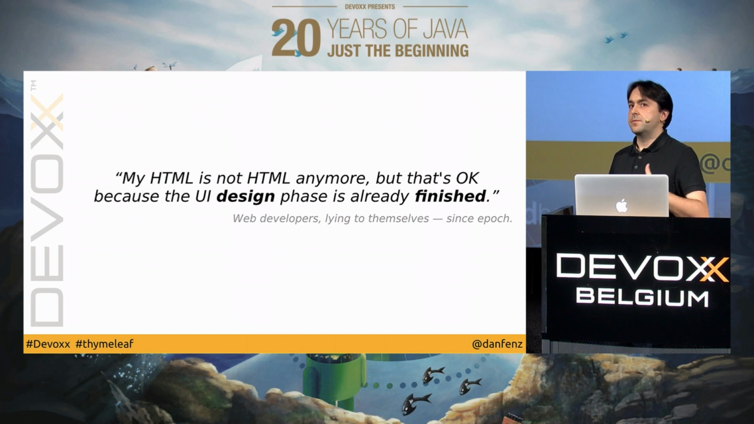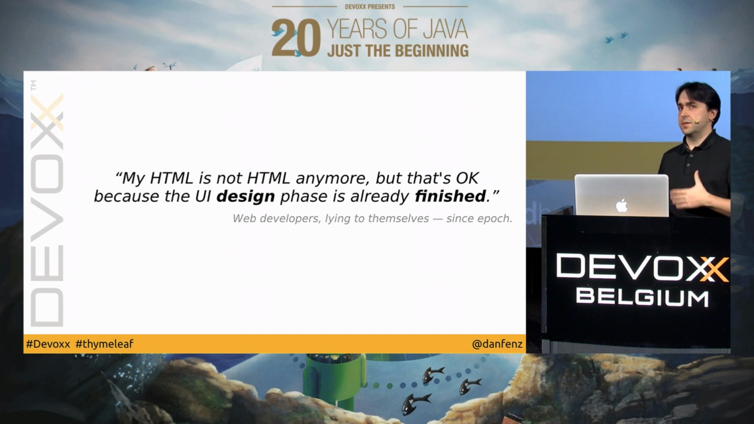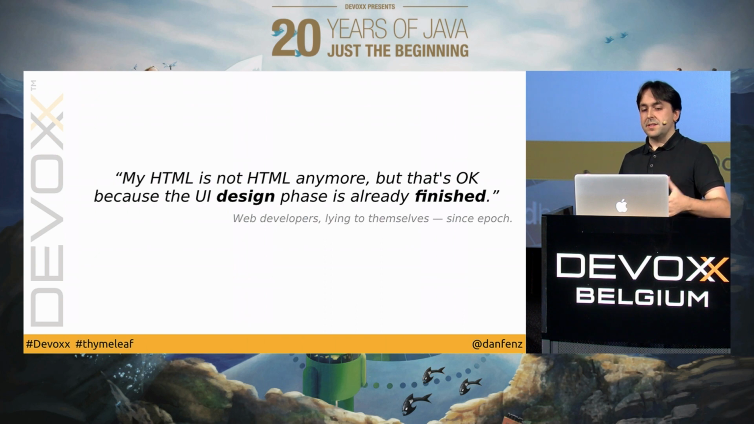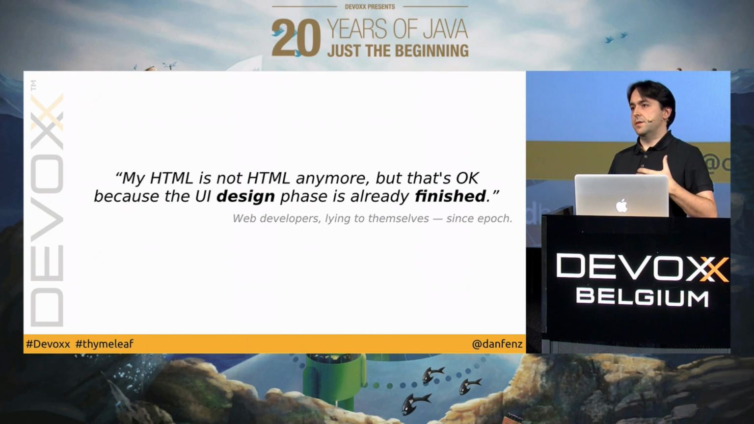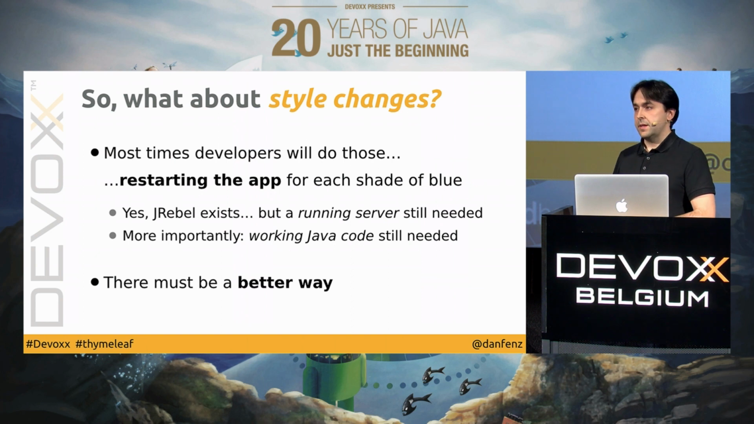This is something that has been happening for lots of years, and we have even justified it a bit many times, saying things like, my HTML is not HTML anymore, but that's okay, because my design phase has finished. Now I am on a different phase, which is the coding phase. The problem is that in the real world, design and finish are not words that really work well together. Normally design is never finished, and the customers will most probably want to do style changes, graphical design changes.